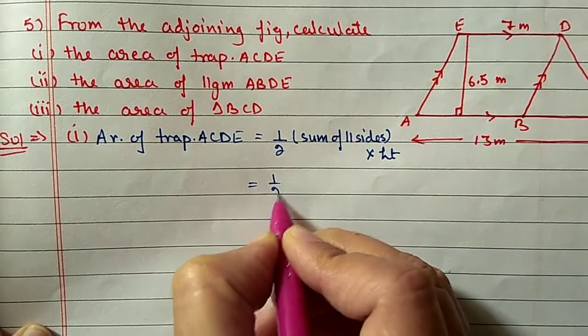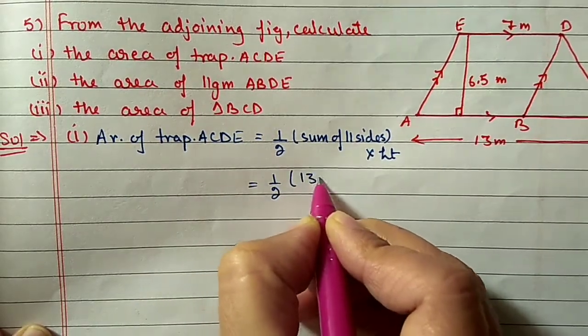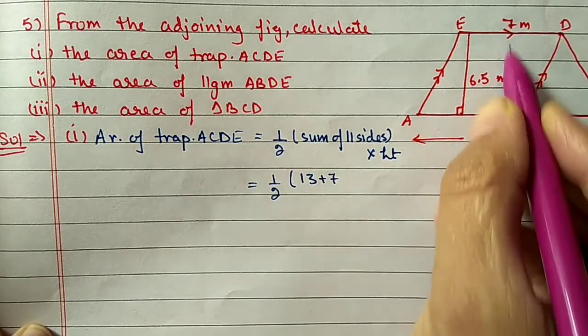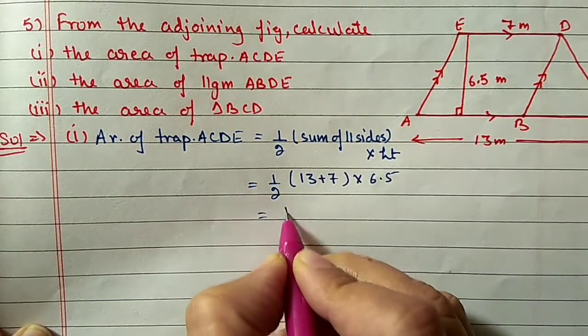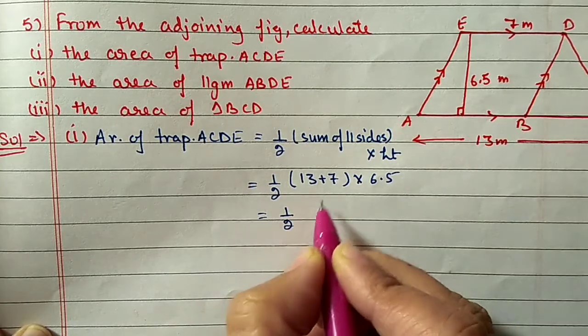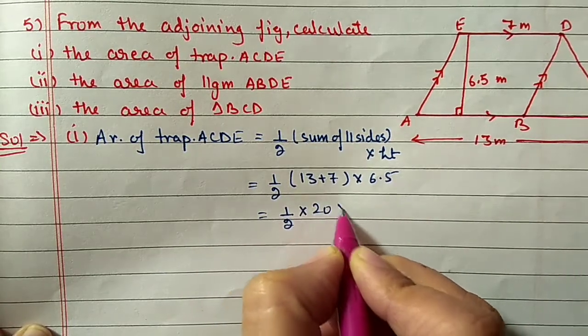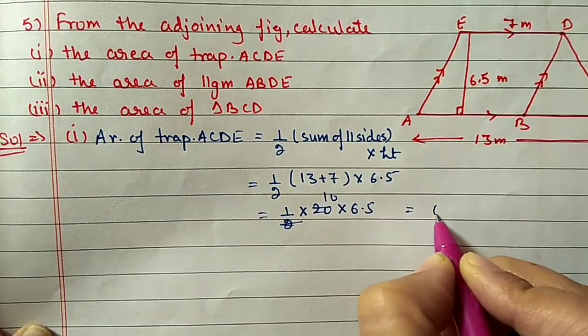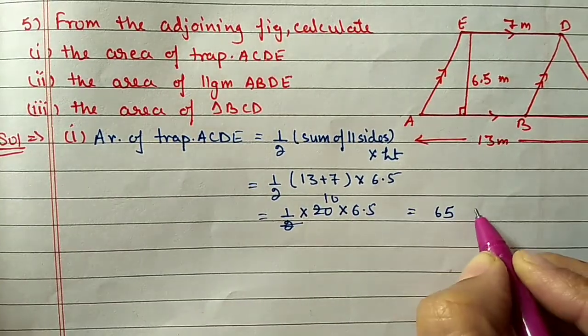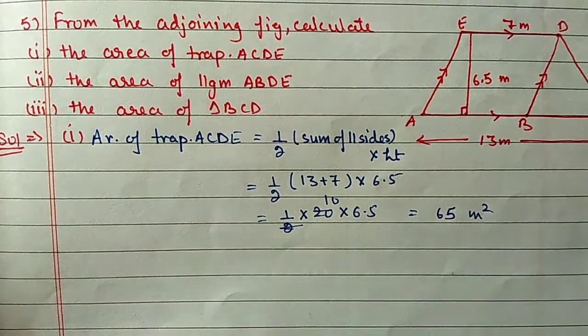So half, parallel sides are 13 and 7. These two are the parallel sides, into 6.5. So 13 plus 7 we will get 20 into 6.5. We can cancel and after multiplication we will get 65 meter square.